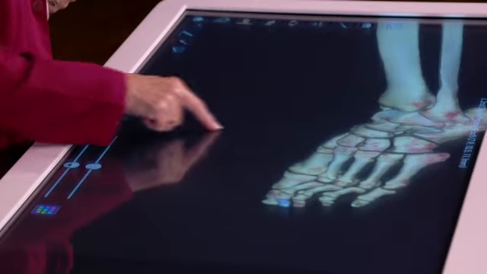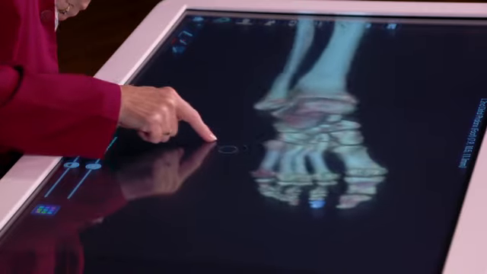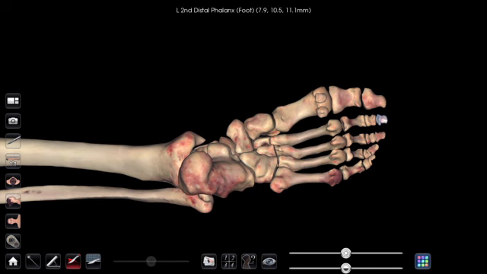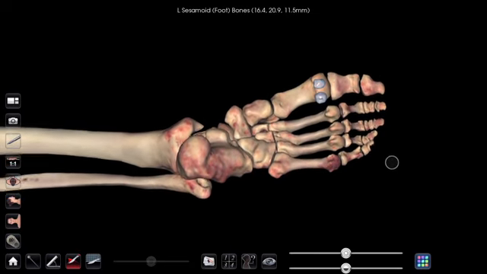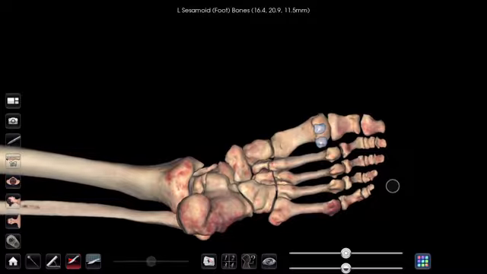We can also see the 2 sesamoid bones on the sole of the foot. These are 2 tiny sesamoid bones that grow in the tendon of the flexor hallucis brevis muscle.